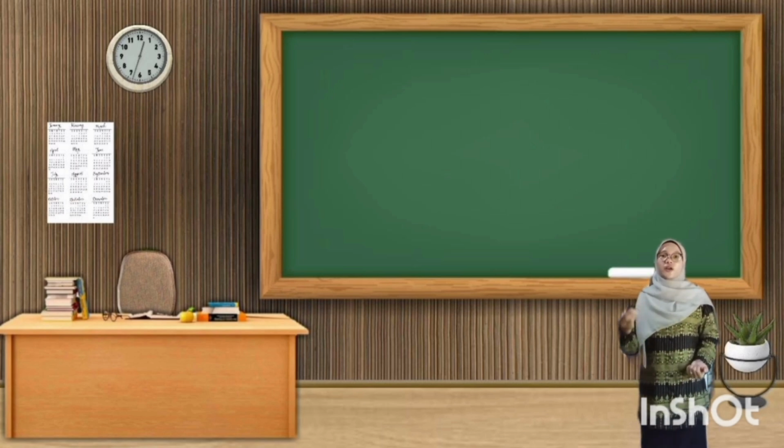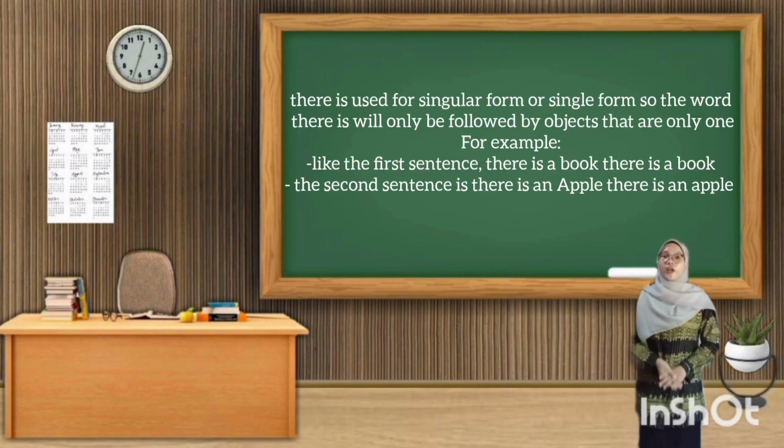So when do we use there is, and when do we use there are? When do we use these two words? Okay, we start from there is first. There is used for singular form. So the word there is will only be followed by objects that are only one.